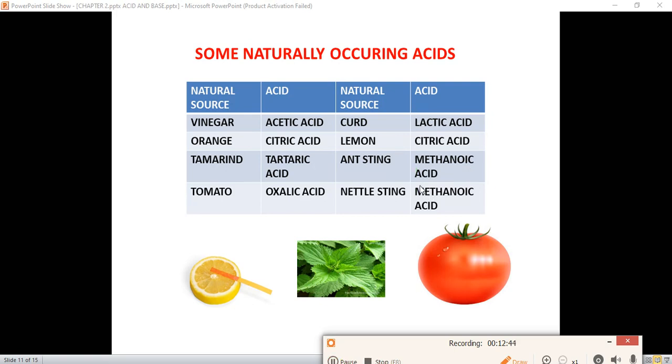Ant sting gives us methanoic acid. And nettle leaves also give us which acid? Methanoic acid. So you should learn this table. This is very important from your exam point of view. One-mark questions like these you can get: which acid is present in tamarind? Which acid is present in ant sting? Which acid is present in curd? So you should remember this table.